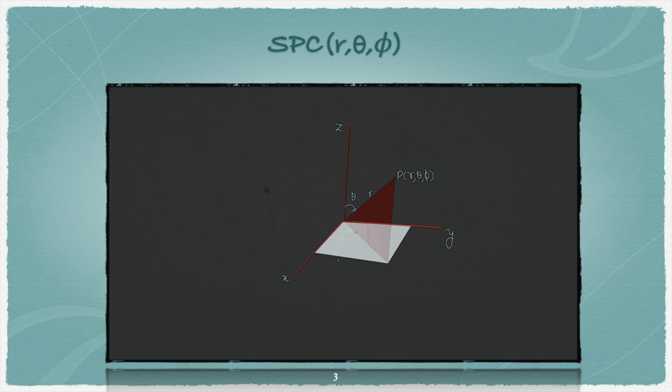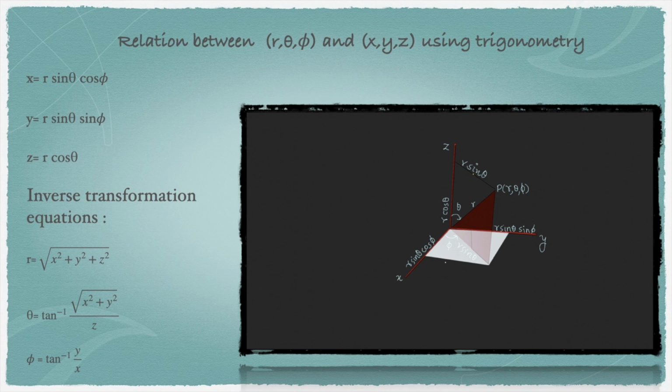So SPC locate points in space with two angles, theta and phi, and one distance r, with r always positive, theta running from 0 to pi and phi running from 0 to 2 pi. Let's see the relation between r, theta, phi and x, y, z.